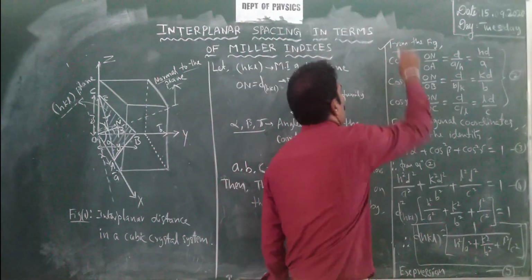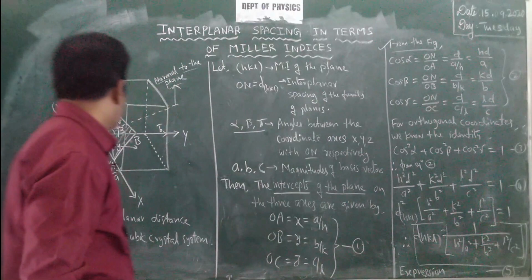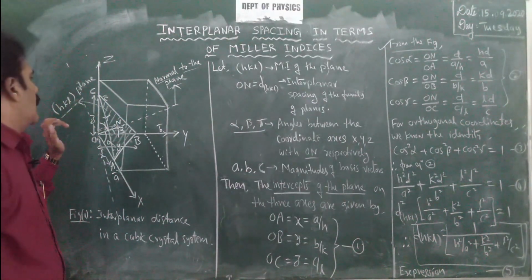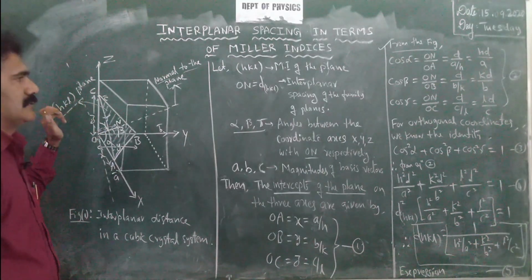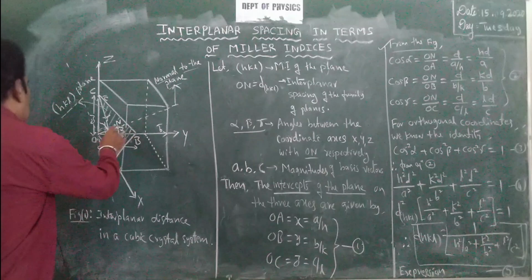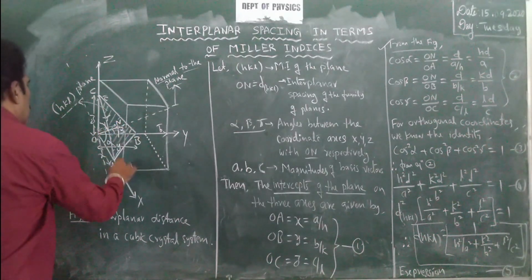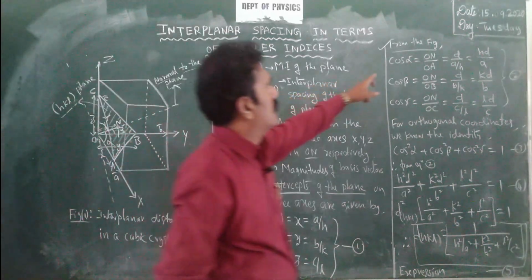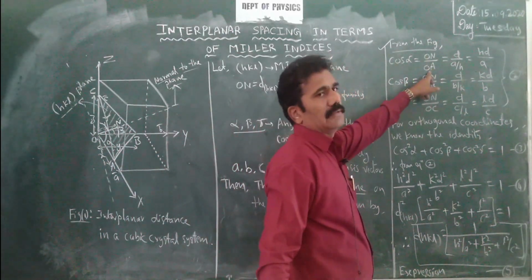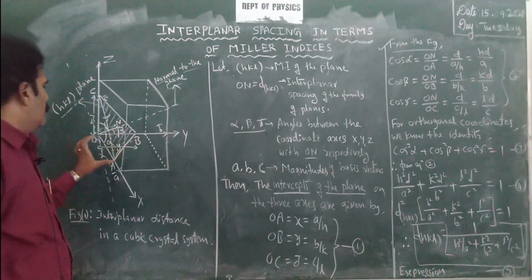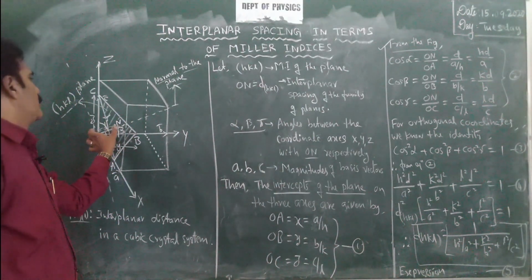Now again come back to the figure. In the figure we have alpha, beta, gamma as the angles made by the interplanar spacing, isn't it? So we can define cos alpha. We can make the triangle between O, N and A. In this particular right angle triangle, cos alpha is equal to ON by OA, adjacent side by hypotenuse. Okay, OA is the adjacent side, ON is the hypotenuse.